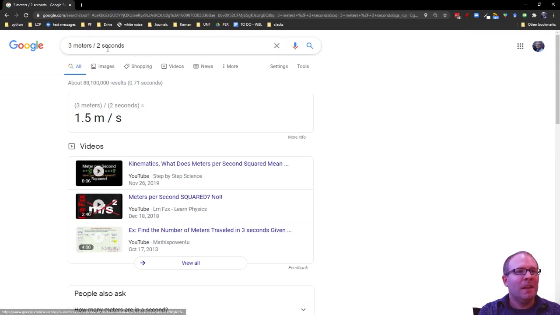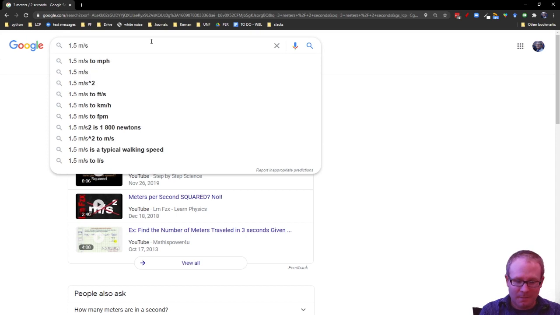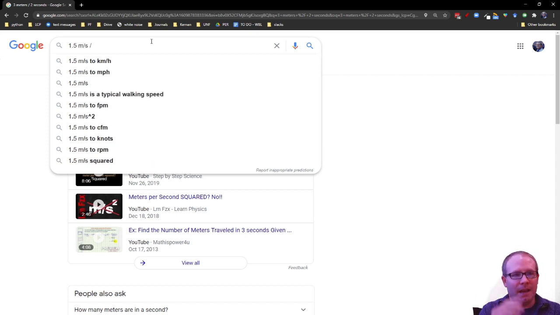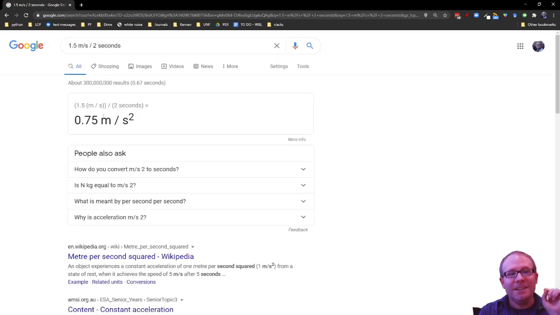Pretty cool stuff. You can do this with acceleration too. Let's say you're doing your velocity here as 1.5 meters per second, and you need to divide that by the amount of time it took to get that fast. Let's say it took you 2 seconds to get that fast. It will combine those into meters per second squared. So not only does it have all these units and know what they are, it knows how to combine and cancel them. So you have 1.5 meters per second divided by 2 seconds, gives you 0.75 meters per second squared.